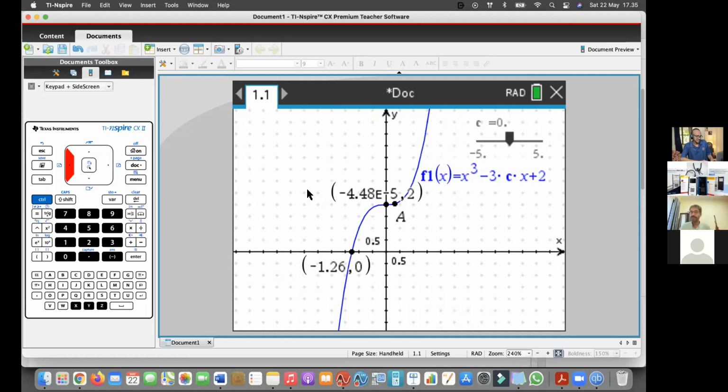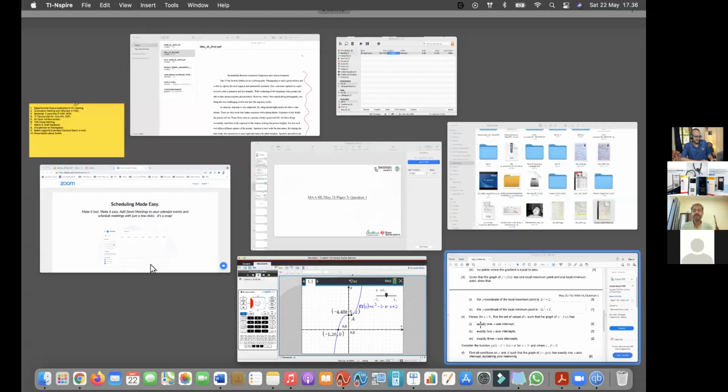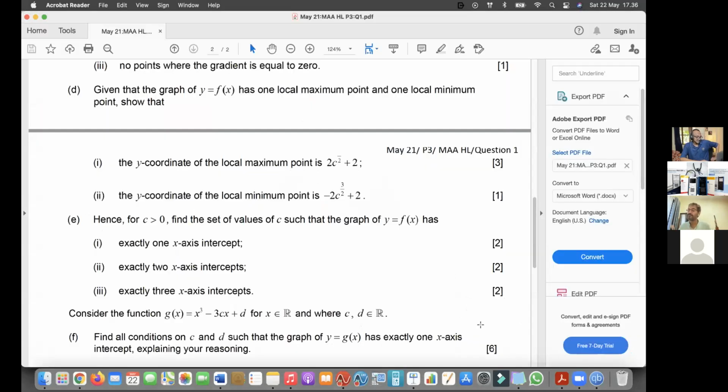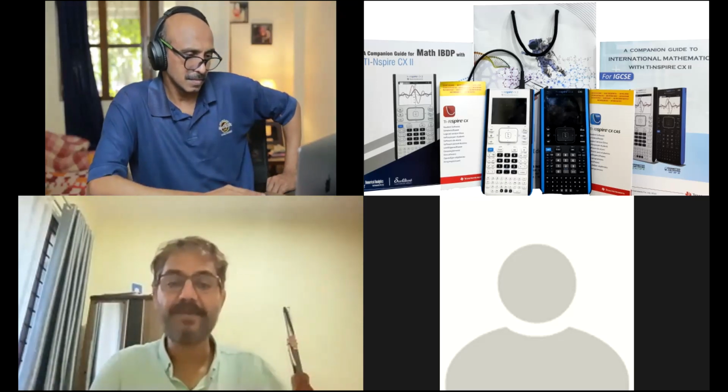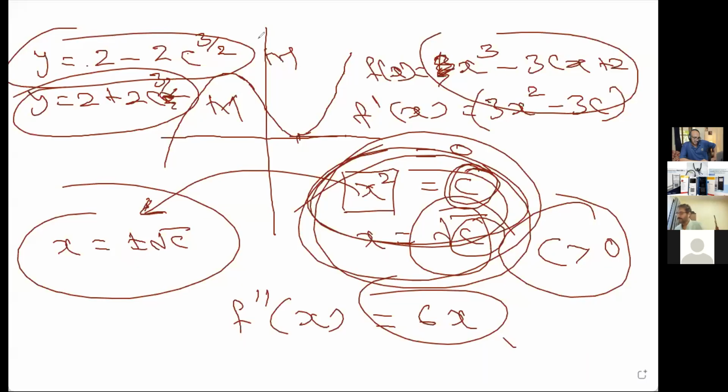From the previous part, we found that the minimum value, which was 2 minus 2c raised to the power of 3 by 2, has to be more than 0. So c will be less than 1. In this case, shall I do this on the board, John? Yeah, go ahead. I can see there are some comments. Someone just said when the local minimum is positive. Yeah. Okay, so let me clear everything.